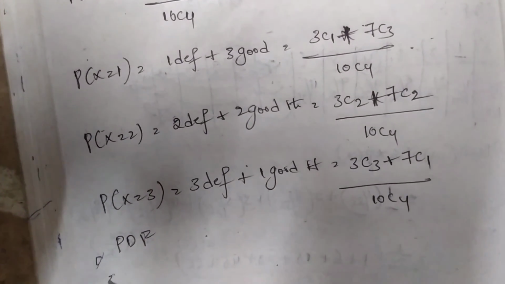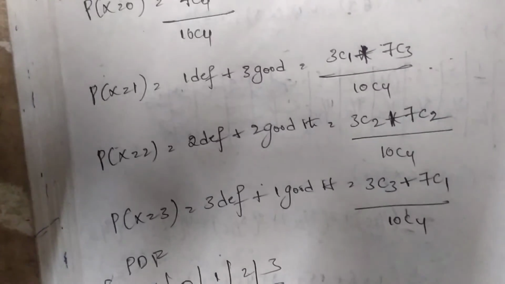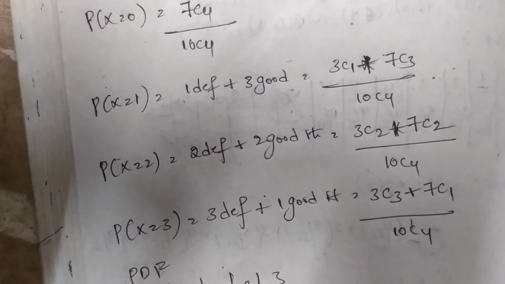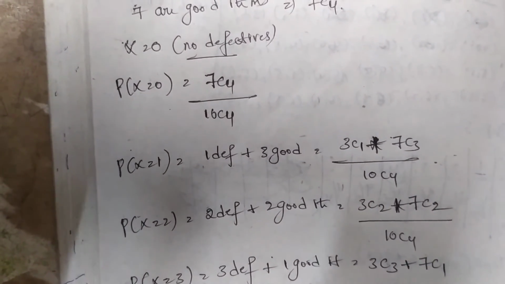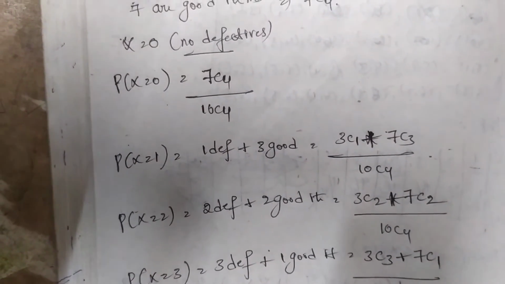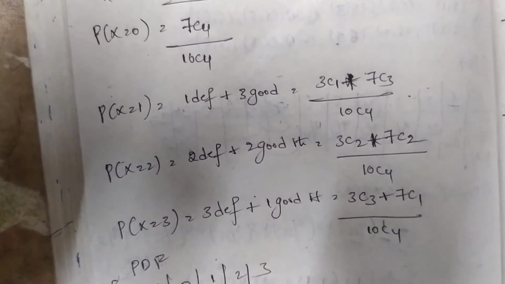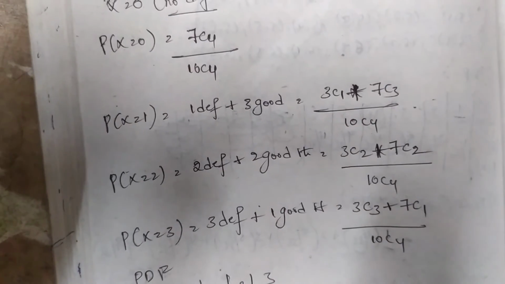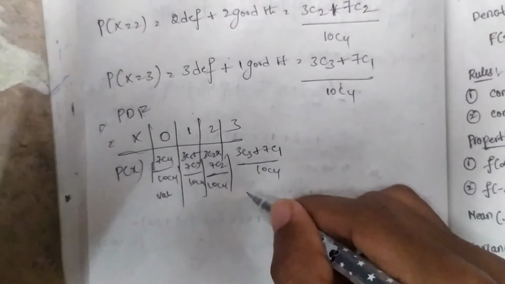Now the probability density function, for x equals 0, 1, 2, 3, p of x is 7C4 by 10C4, 3C1 into 7C3 by 10C4, 3C2 into 7C2 by 10C4, and 3C3 into 7C1 by 10C4. Yes, this is a probability distribution function.